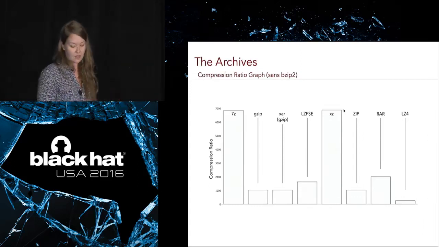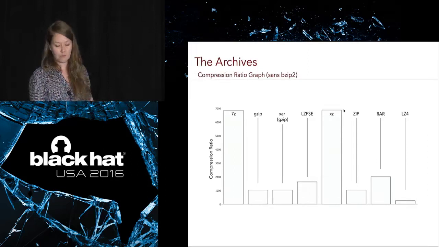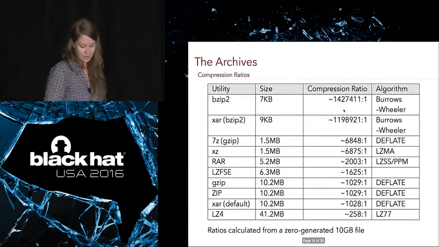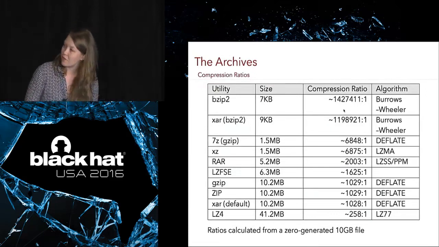And 7Z and XZ are definitely the big winners here, with LZ4 coming in last. And the reason for that is LZ4 is just very, very fast. So you sacrifice a lot of the level of compression as a result. All right, so just getting further into the details.